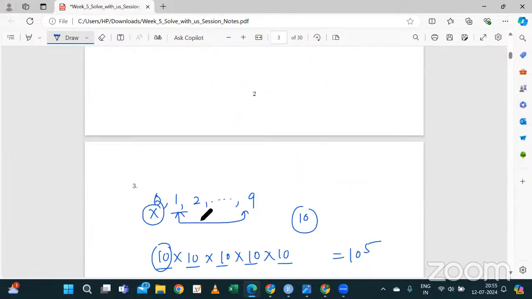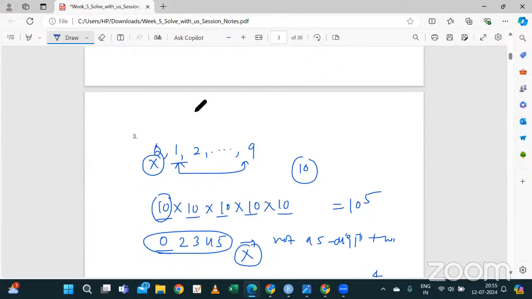This question you did, right? I had to create a 5-digit number by using 0, 1 to 9. Yes or no? Yes, sir. Then you did 9 into 10 raised to power 4.